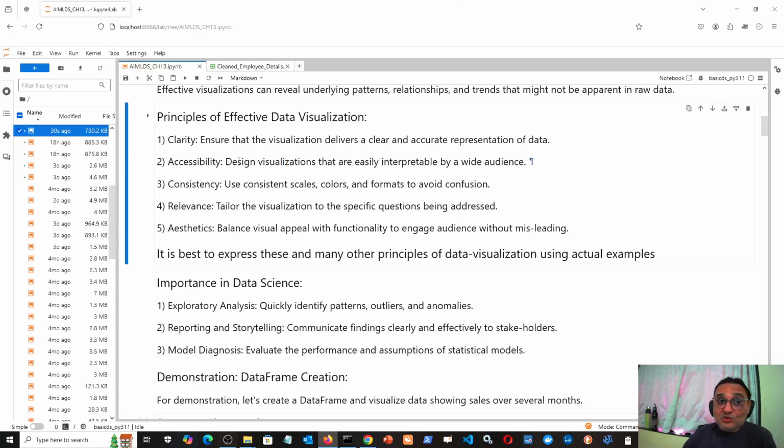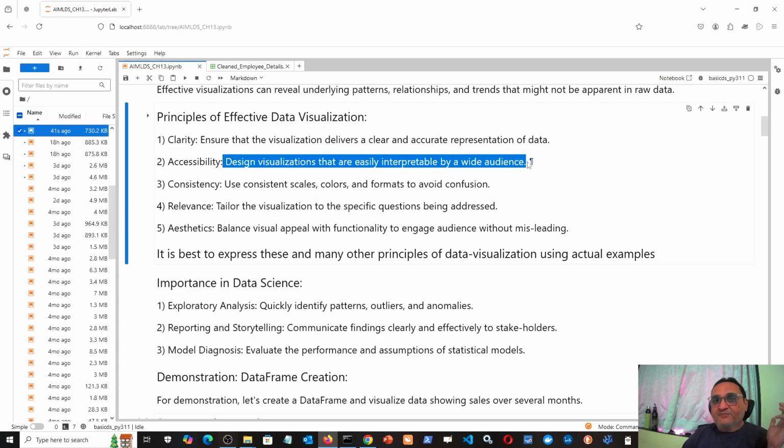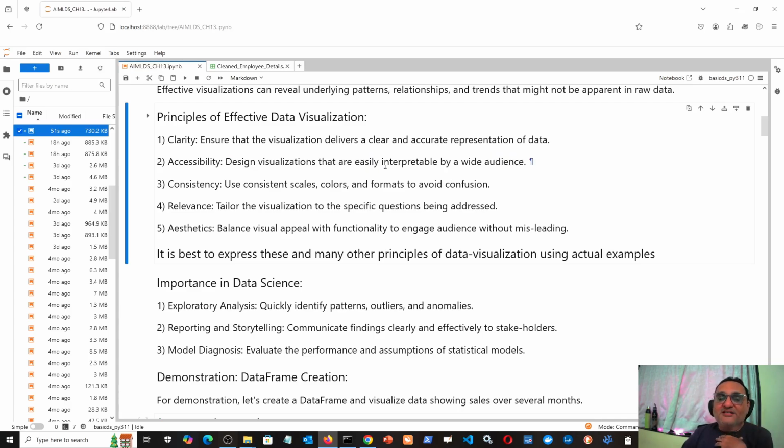And also one important thing about accessibility is that they should be quick, so that it is easy to grasp them quickly, because people at that level, CEO or VP of the company or the venture capitalist, don't have much time for explanation. They should just need to look at a few diagrams, and immediately they should get the message. Okay, consistency. Now this is also important, that you should use consistent scales and colors.